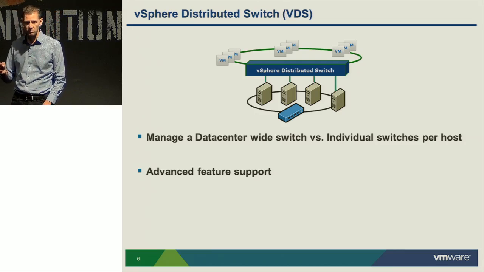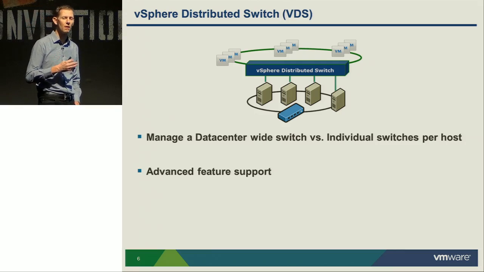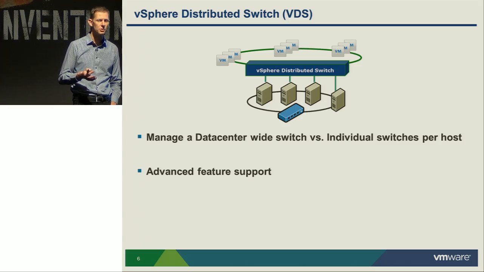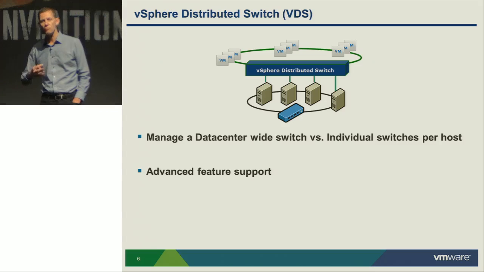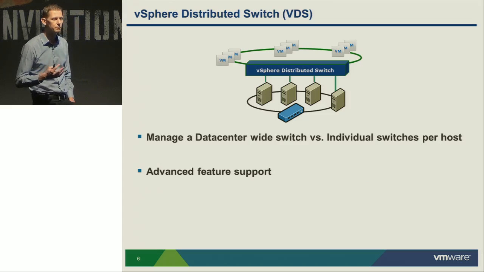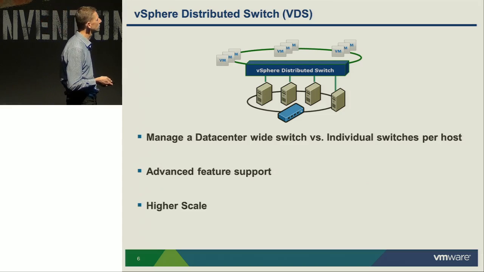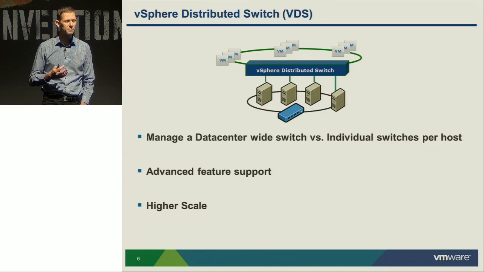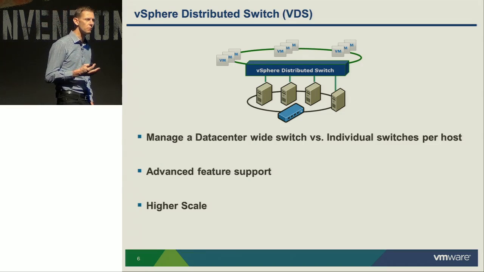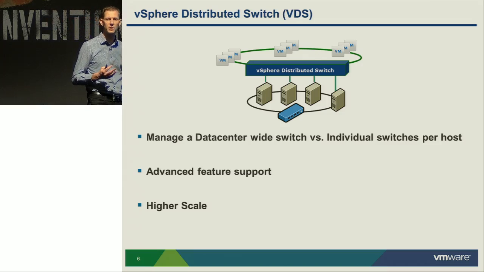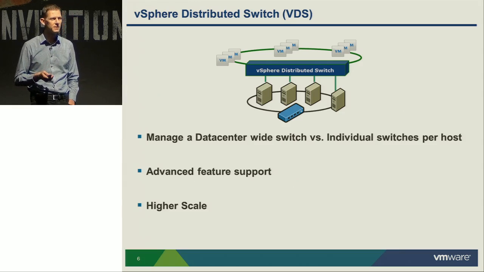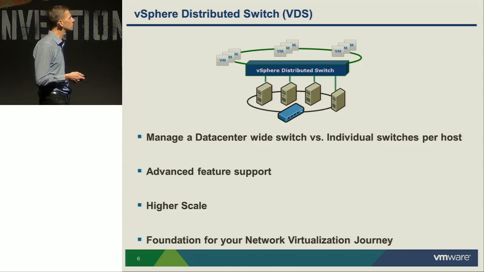Also, with the VDS, different from the standard switch, a lot of the new features that we're bringing out are only implemented in the distributed switch. So it gives you a reason to move up the stack, move towards Enterprise Plus to get some of these new features. And obviously scale as well. We're now looking at the sort of scale where we can span 1,000 hosts with a distributed switch. So we have a huge amount of hosts that we can cover, and there shouldn't really be any scalability issues with the distributed switch.